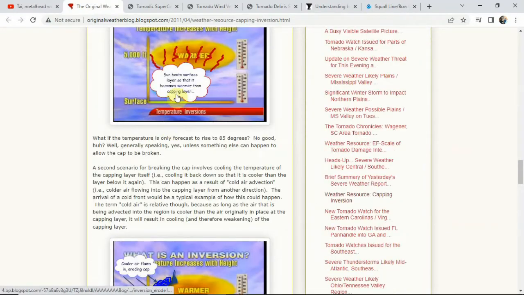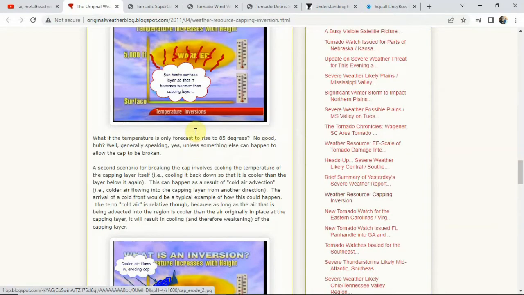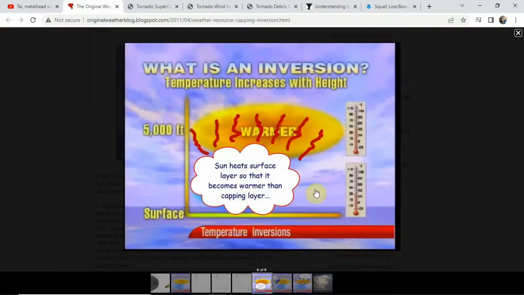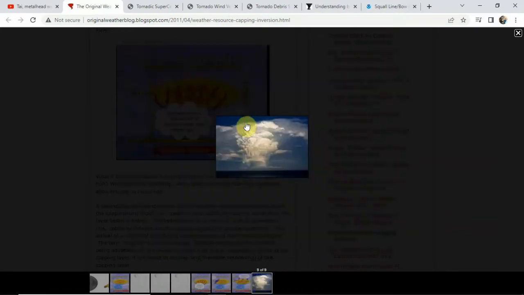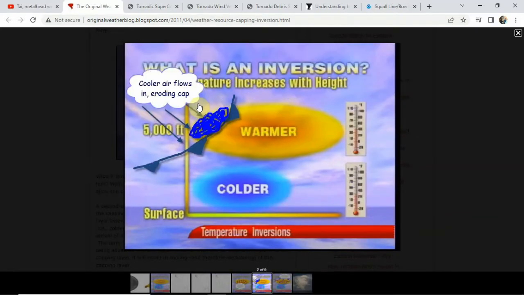So scroll down, and here's what happens when we have a capping inversion with surface temperatures that are increasing with height. Sun heats the surface layer, so it becomes warmer than the capping layer, and normally this is how it would hold. But then here comes a cold front or a disturbance that can end up eroding that cap over time.